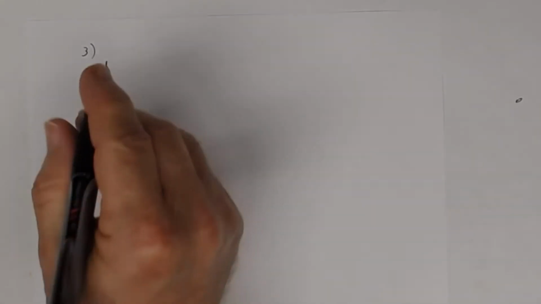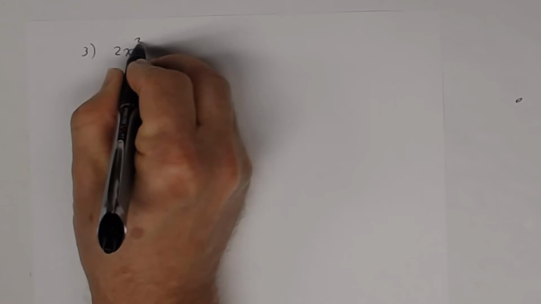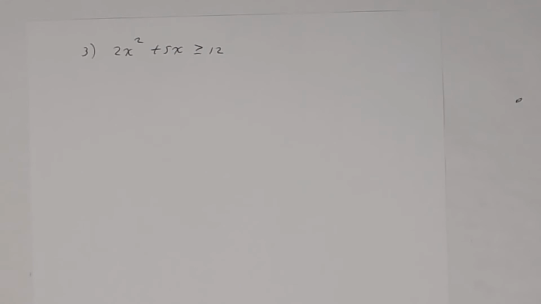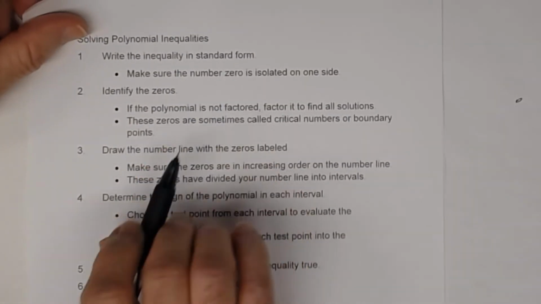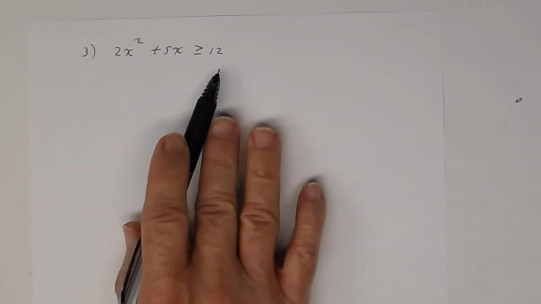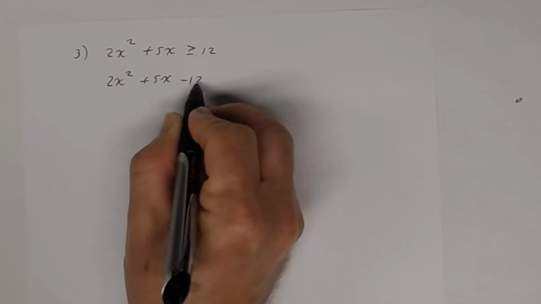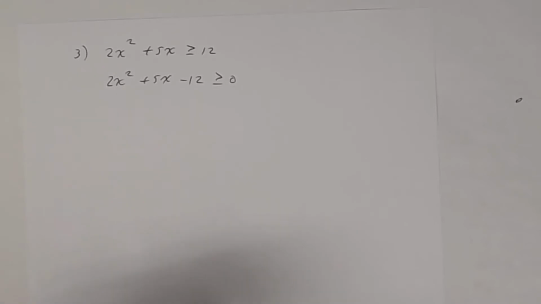So number 3, we have this problem. Let's see. All right, we have 2x squared plus 5x is greater than or equal to 12. So I have this quadratic inequality, and first thing you always want to make sure that it's in standard form, meaning you want 0 on the other side. You don't see that here, so you got to bring that 12 over. So I get 2x squared plus 5x minus 12 is greater than or equal to 0.